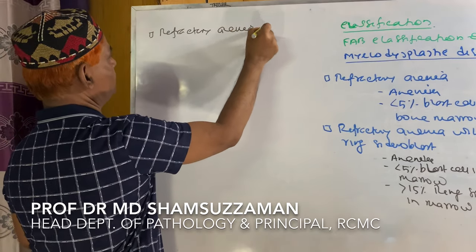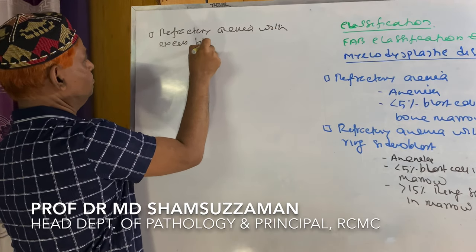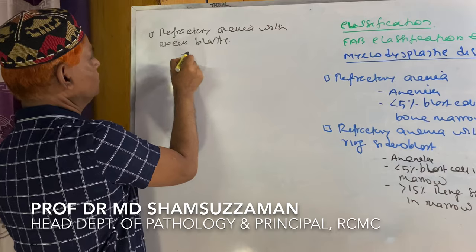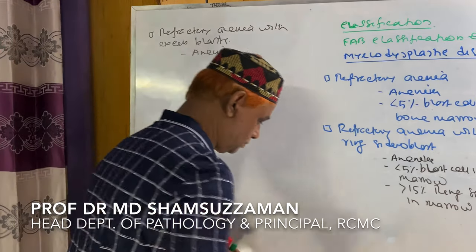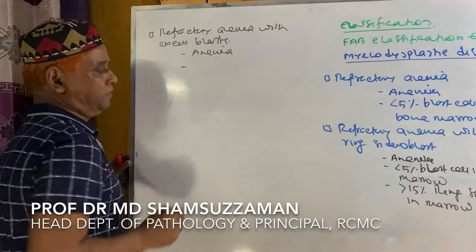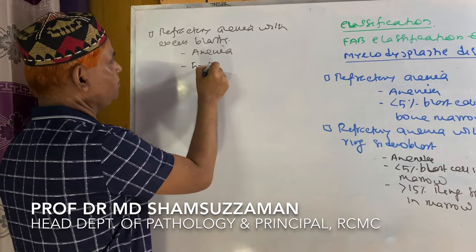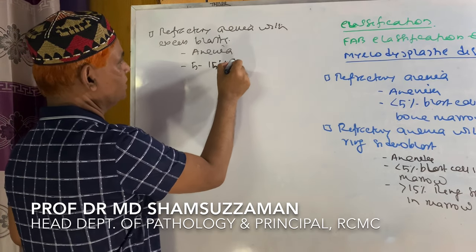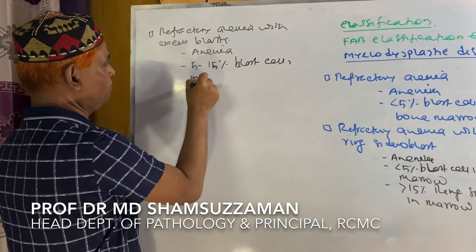Refractory anemia with excess blasts. So the patient suffers from anemia here. There is 5 to 15% blast cells in bone marrow.